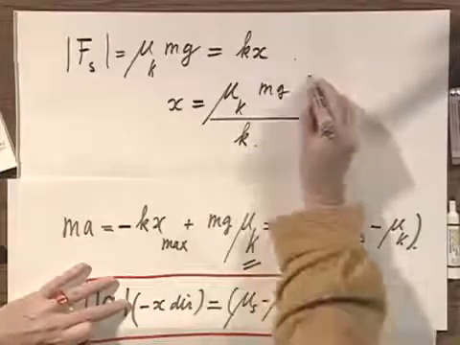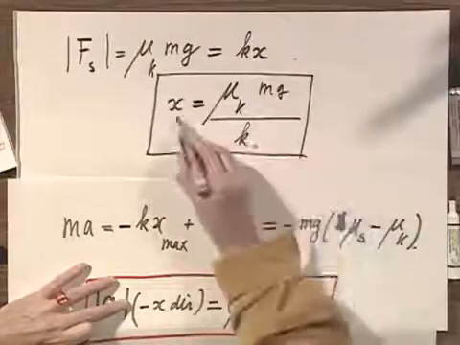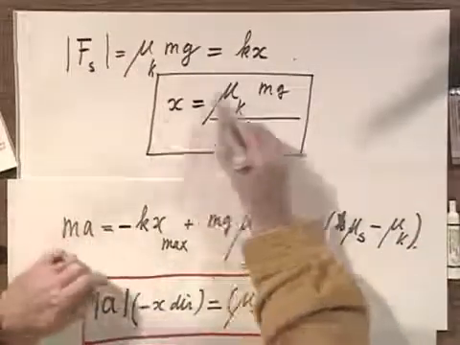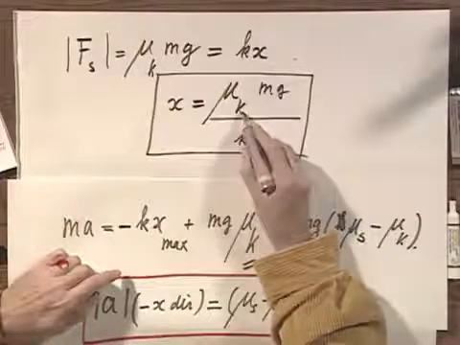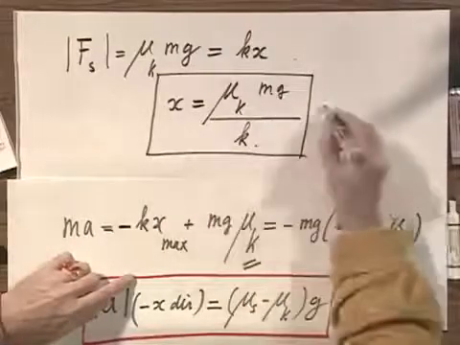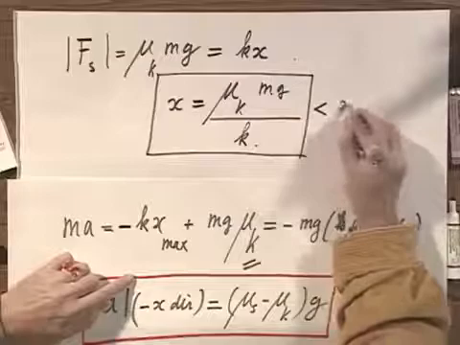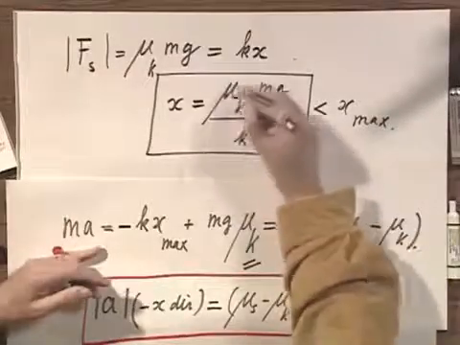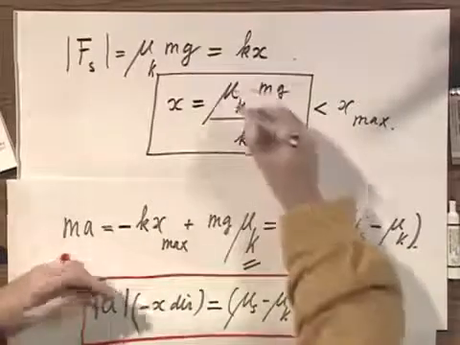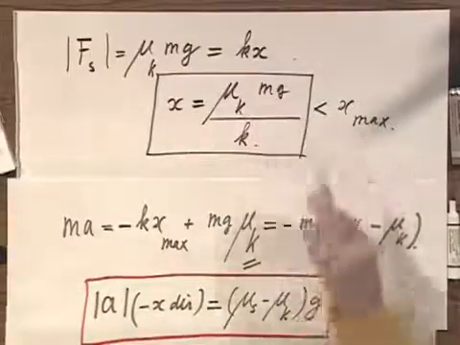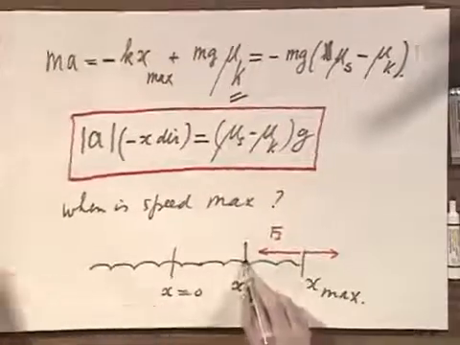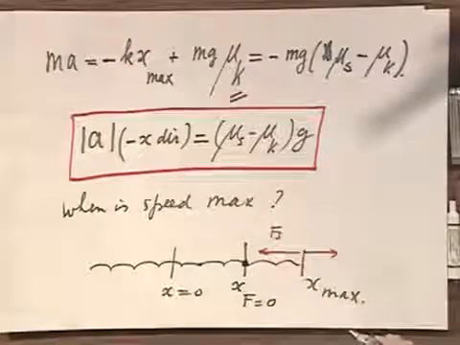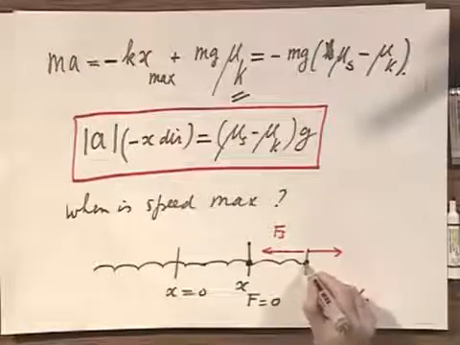And so earlier we had x maximum, we had a mu s here. Now we have an x, and we have a mu of k here. And so you can immediately see that this must be smaller than x maximum. It's immediately obvious because this mu of k is smaller than mu of s. So it's immediately obvious that this point where the speed reaches a maximum is on the left side of the maximum displacement, where the object is still standing put.